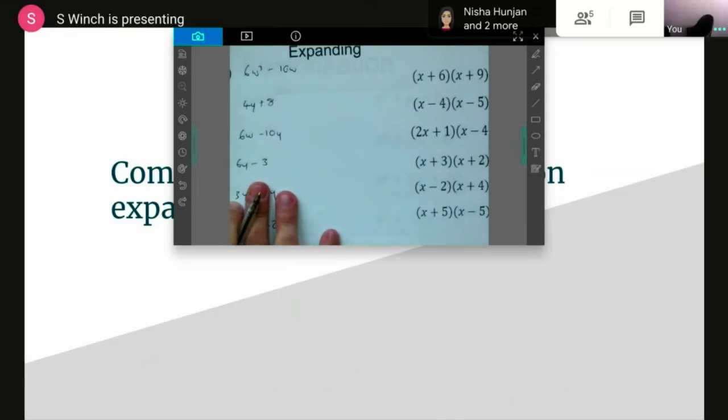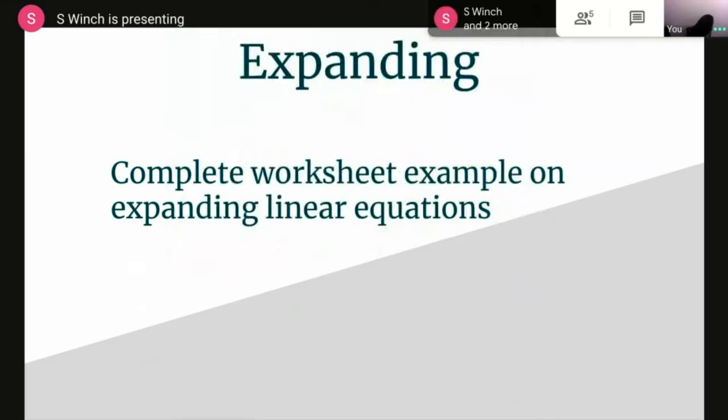We've got some questions over here for you. If we go back to the screen, the simple form of expanding single brackets: just simply take the number from outside the bracket and multiply it by the first term and the second term.